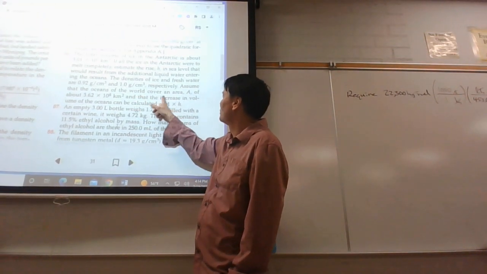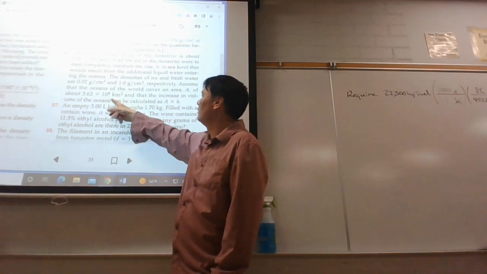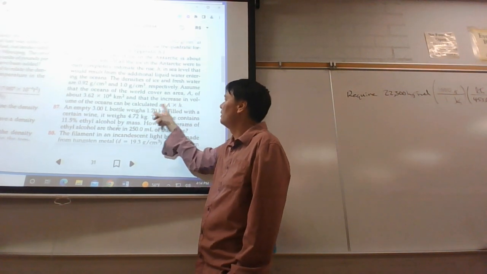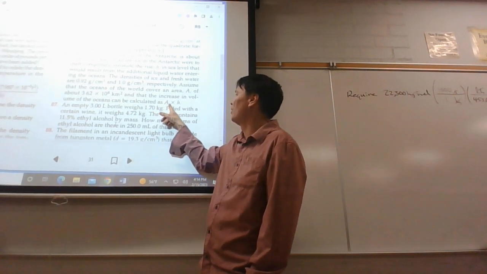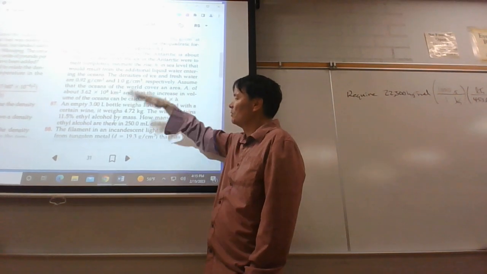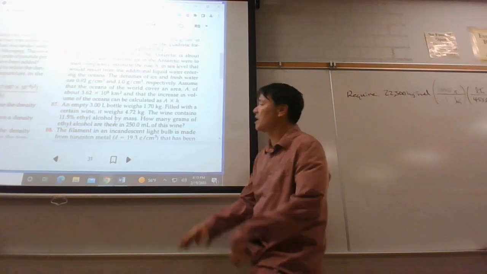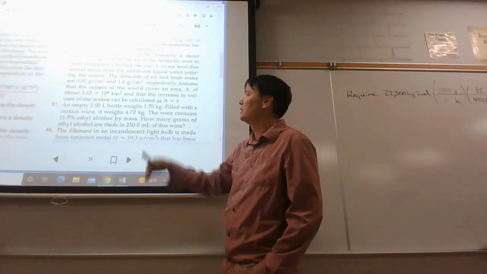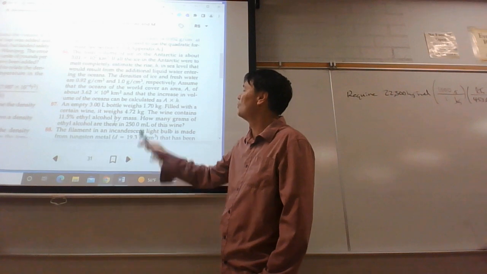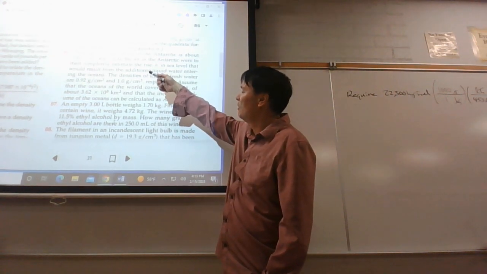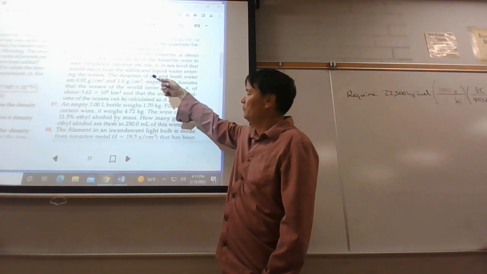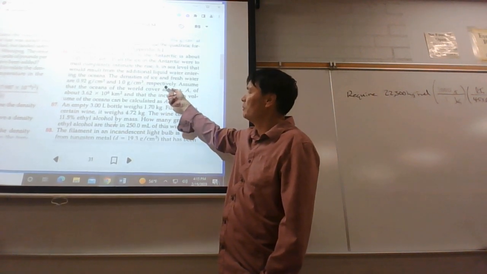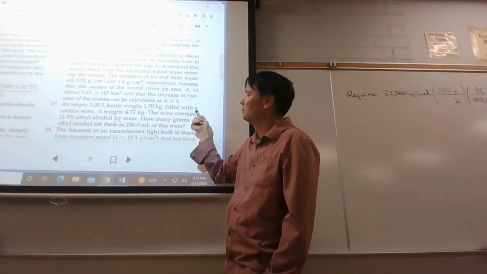Assume that the oceans of the world cover an area A of about 3.62 times 10 to the 8 kilometers squared, and that the increase in volume of the oceans can be calculated as area times height. So this is very similar to earlier problems, so that's good. We just have to calculate the height, and so we just need the volume. The volume, we just got to figure out the mass that dissolves. Or actually, we have the volume of ice, which is going to give us the mass of ice. And from the mass of ice, we'll get the mass of water, and from the mass of water, we can get the volume of water.